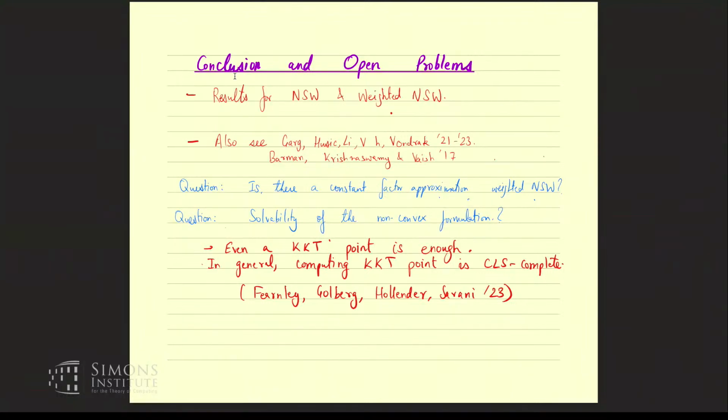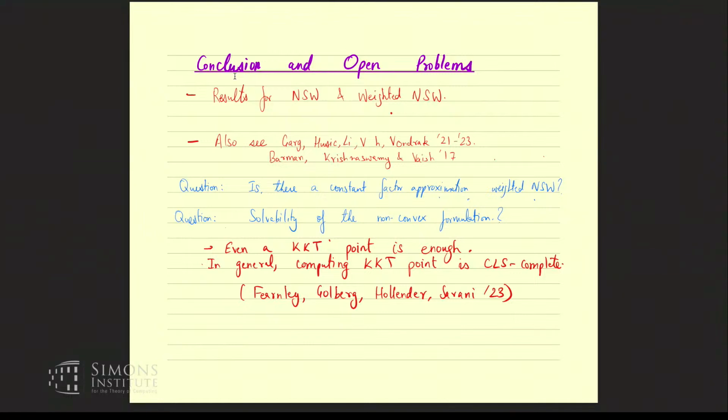The other question is something that bothered us quite a lot, and maybe there are a lot of experts in this room who can tell us more. What is the solvability of a non-convex formulation? Of course, that's hard. I don't want to solve it exactly. Okay, at least get me a local optimum. Okay, I don't care about local optima. Just get me a KKT point. Even just getting a KKT point in polynomial time, it's not clear to me how I would do.